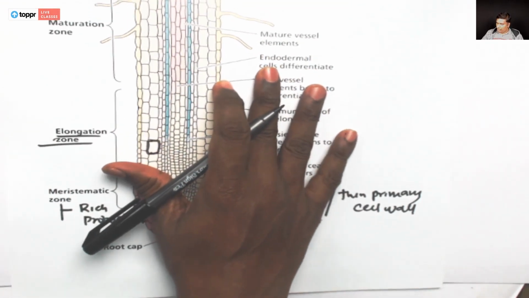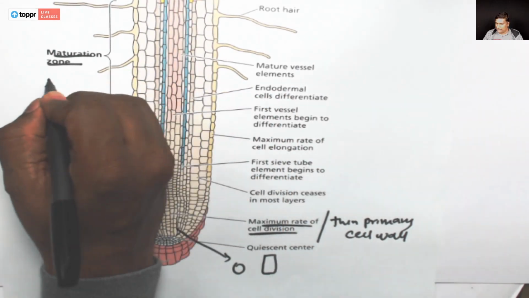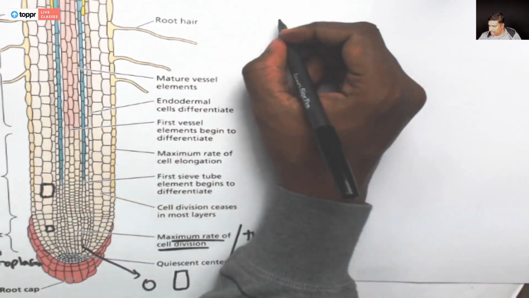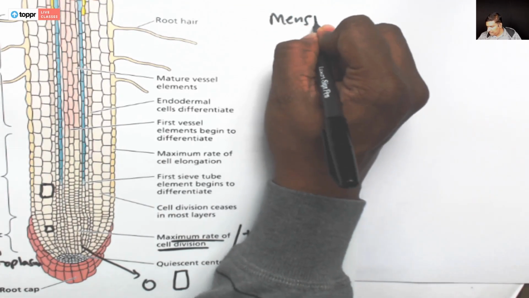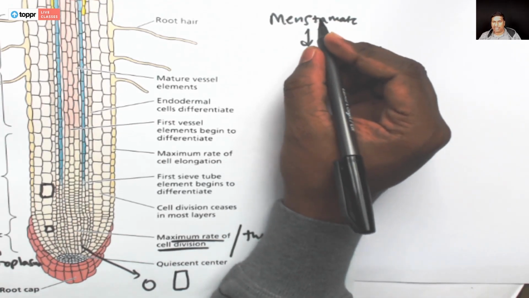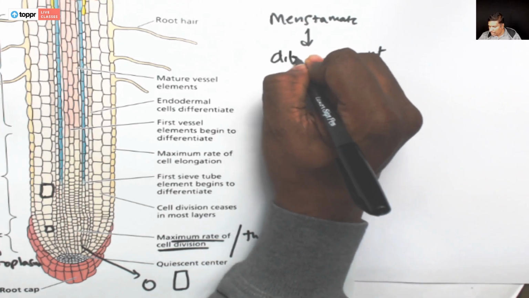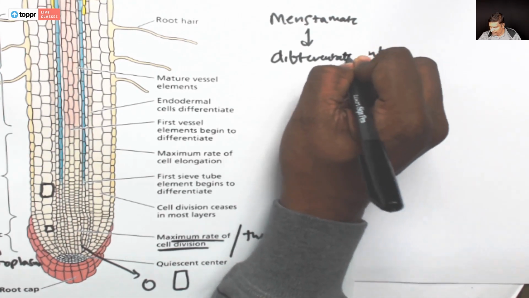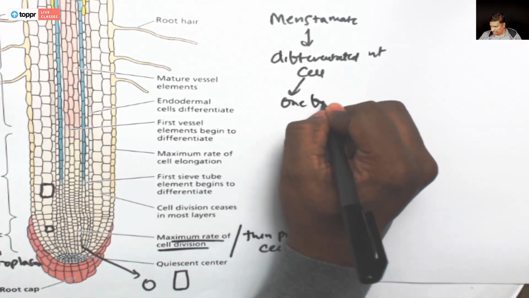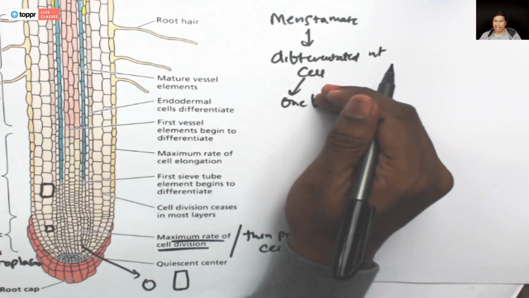Now if you move further up, you will see the maturation zone, where you will see the cells in the maturation phase. Now what do we mean by maturation? Like I said in the beginning, you have meristematic cells, and these meristematic cells have the ability to differentiate or convert into any kind of cell they want. Once they convert, we call them differentiated cells. These differentiated cells will perform only one function. They are differentiated to perform a particular function.